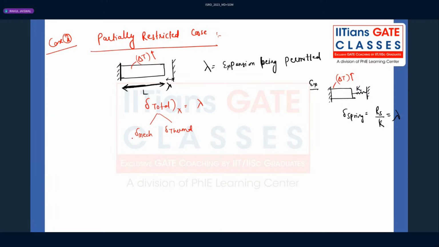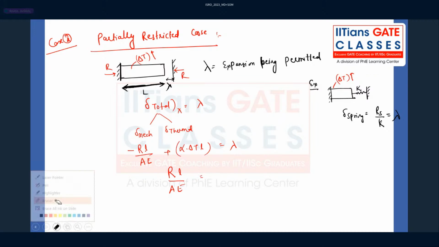Mechanical deformation, the change in length because of the mechanical forces, will be minus R L divided by A, where R is the reaction force offered by the support. Thermal deformation will be alpha into delta T into L. So R L divided by A will be equal to alpha into delta T into L minus lambda into AE by L.